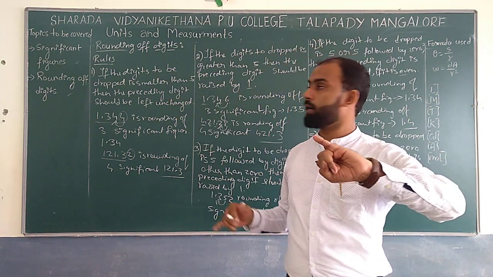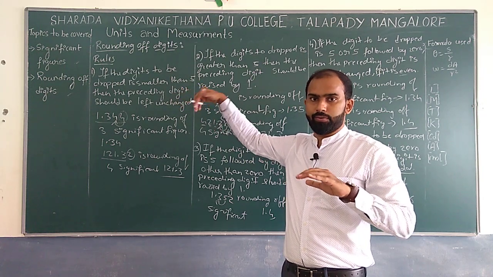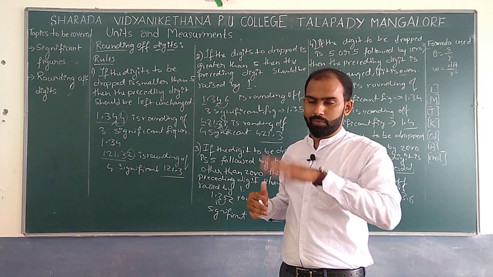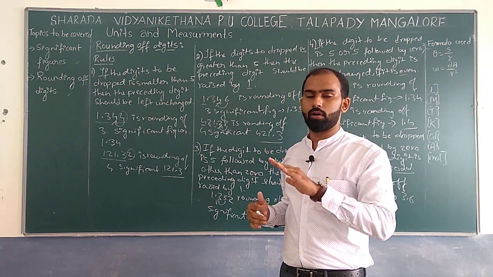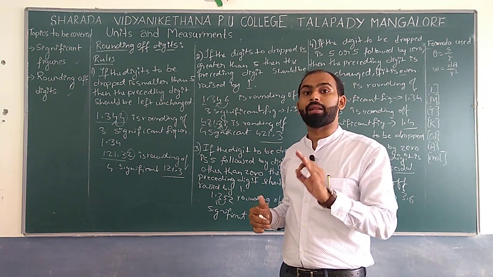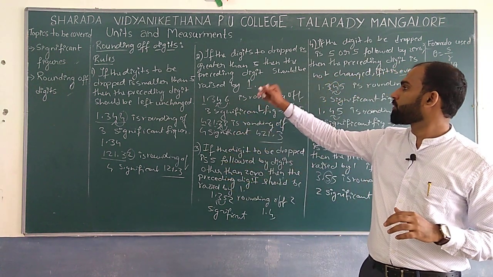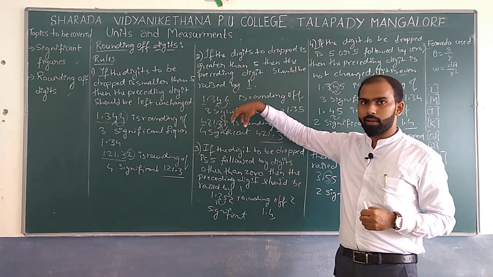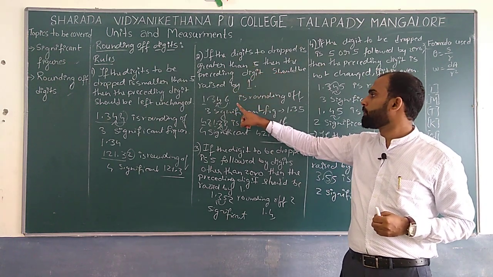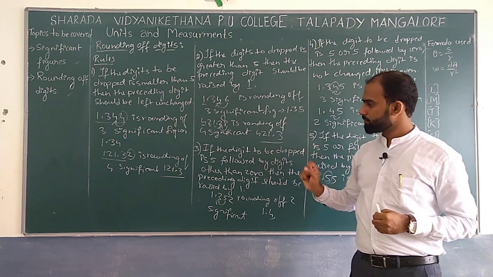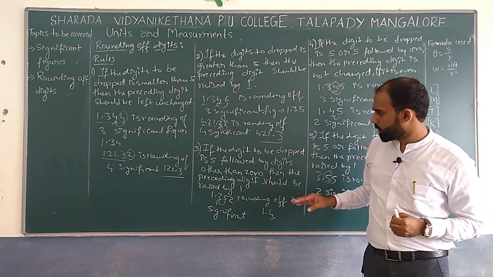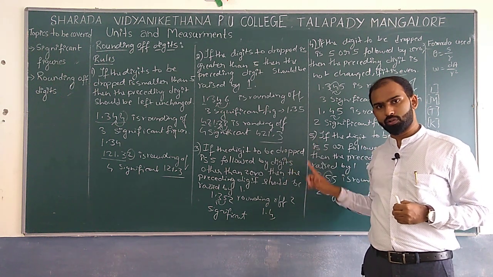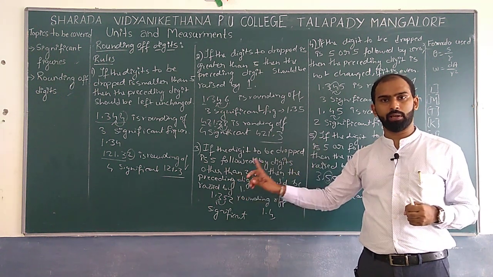So we started with: if the number which you are going to drop is lesser than 5, the previous digit should not change or alter. It should be retained as it is. That is the first rule. And the second rule says, if the number which you are going to drop is greater than 5, then the previous digit should be raised by 1. And the third rule says, if the number is 5 followed by non-zero, then the previous digit should be raised by 1.